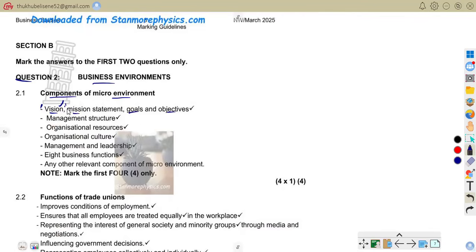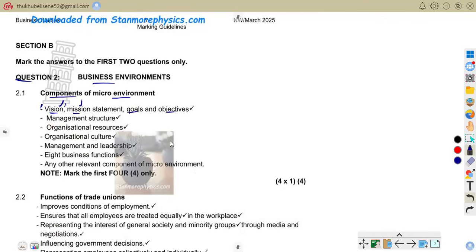For example, a company may have a vision to become the leading clothing brand in South Africa. That is their vision. That is their dream. What about mission now? A mission statement explains the purpose of the business, how it will achieve its vision. So it explains how it's going to achieve the vision. How is it going to achieve that dream that we have talked about?